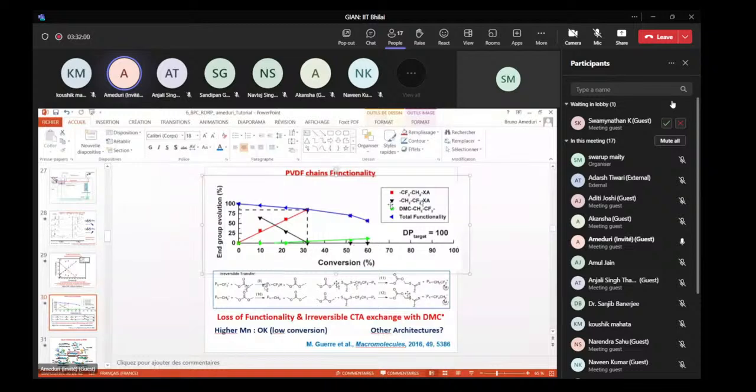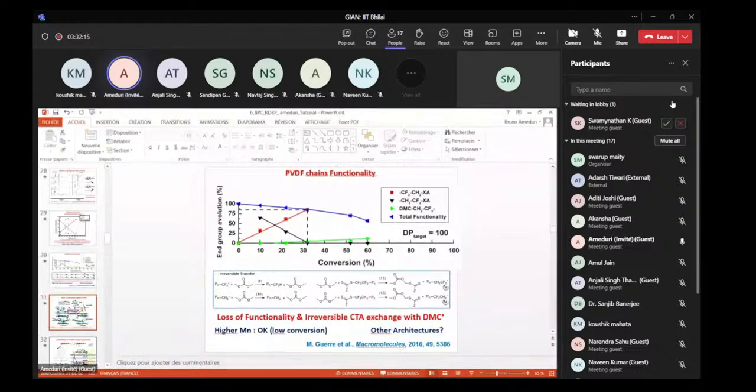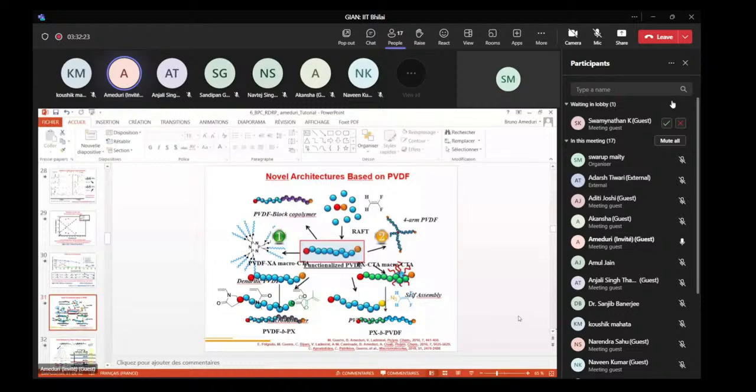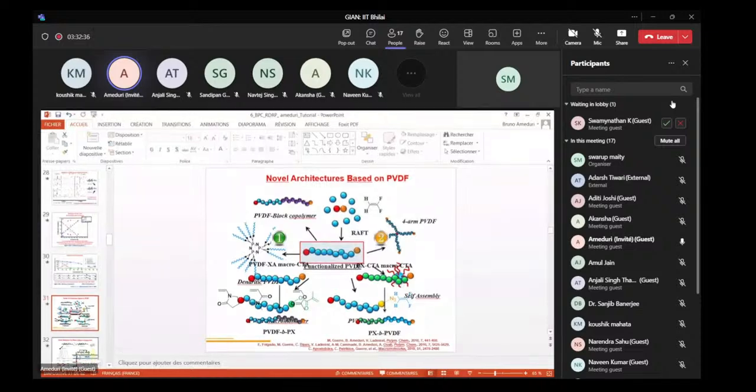We have been very deep in this reaction, so we published a couple of papers, and we even wanted to go a little bit further to see if it was possible to make some architectures based on VDF. I'm really sorry, because the animation should show all the different strategies of making stars, nanoparticles, block copolymers, graft copolymers, and dendrimers. Unfortunately, you cannot see them, but I will try to give you some examples in the following slides.